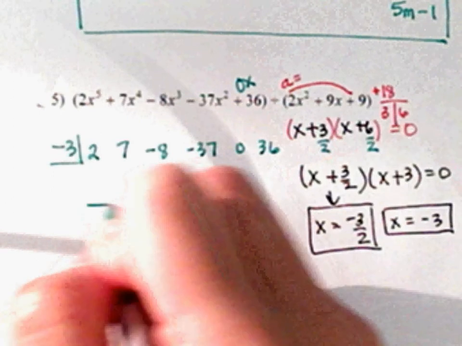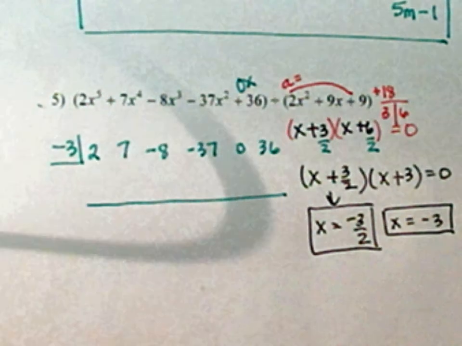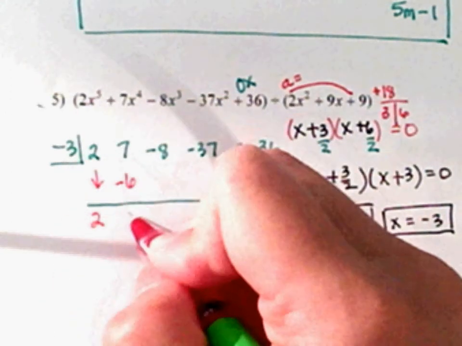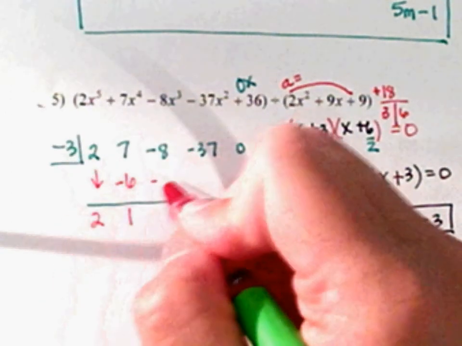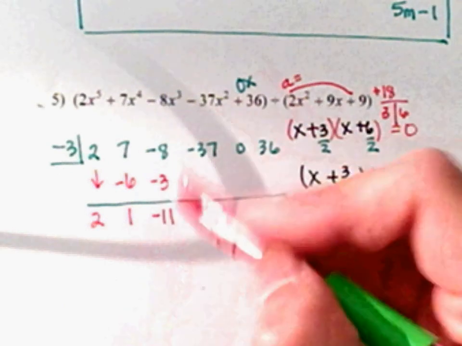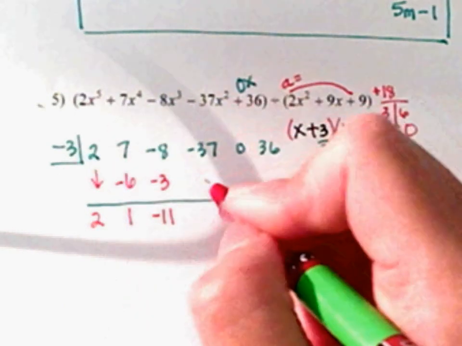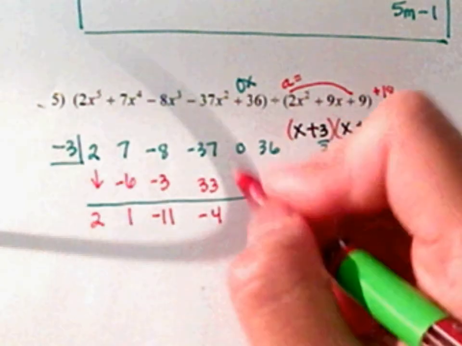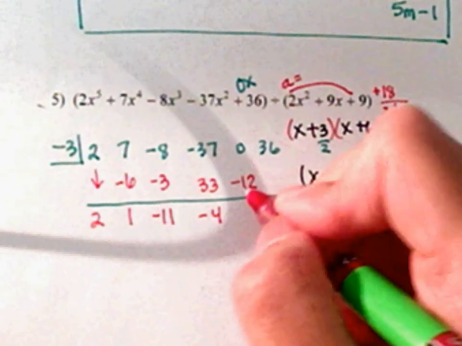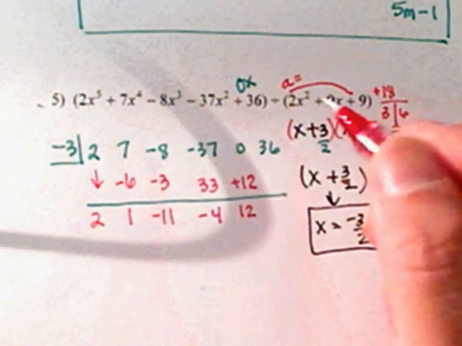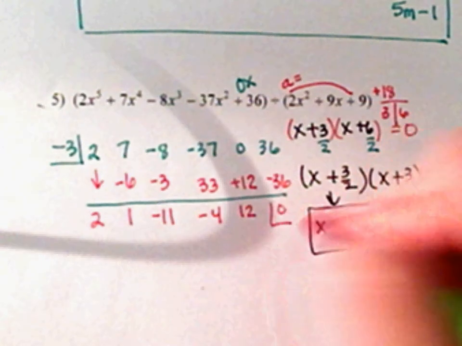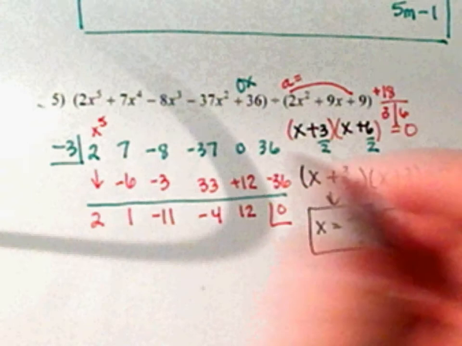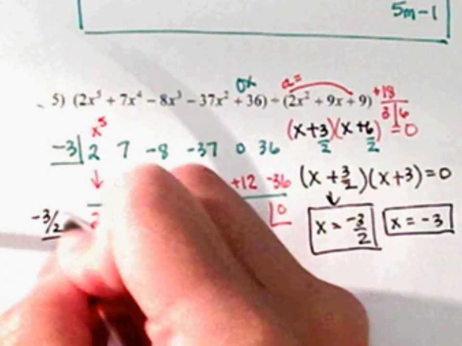Maybe I should have left myself more room. Bring down your 2. 2 times negative 3 is negative 6. Add. 1 times negative 3 is negative 3. Add. Negative 11 times negative 3 is positive 33. Add. 4 times negative 3 is negative 12. Oops, sorry, positive 12. 12 times negative 3 is negative 36. And you got a 0. Notice you started off with x to the 5th. Now we're going to divide by negative 3 over 2. Okay? See how that worked?